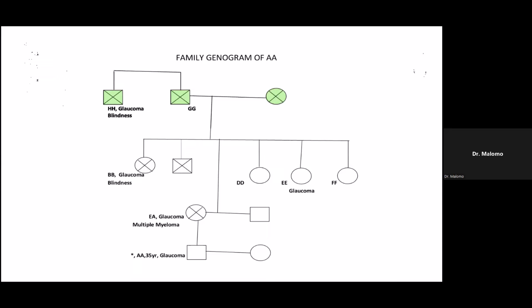And so using this tool, you can see that we can trace important events in the family. And this will give us an idea of what form of preventive measures we should institute for Mr. AA and his children, and indeed children's children. Thank you, ladies and gentlemen.